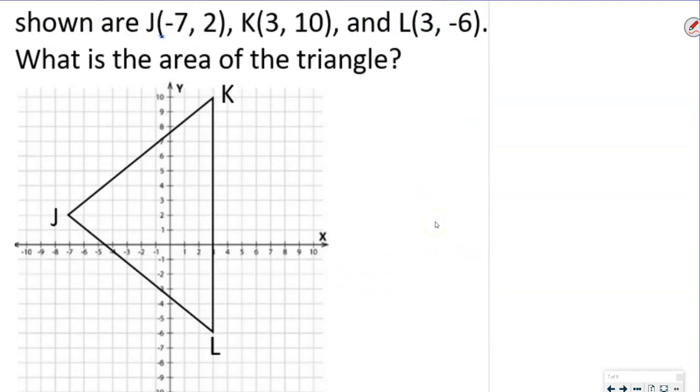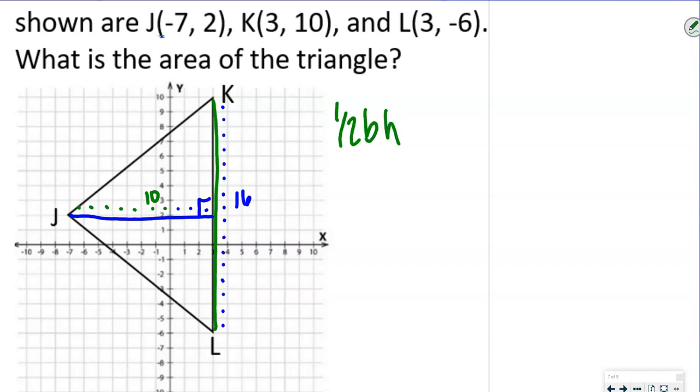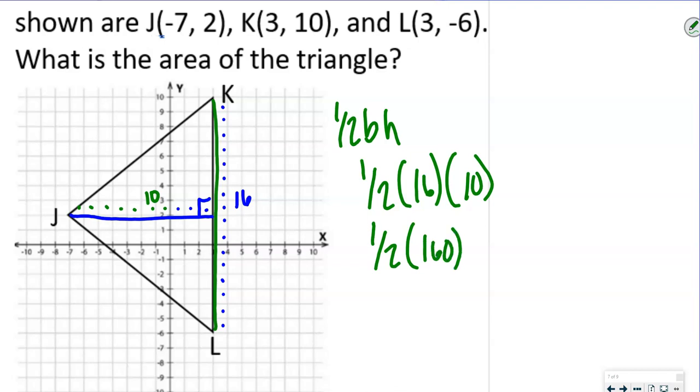All right, let's see if you guys can do this one, okay? All right, so once again, it looks to me like our base and our height. So we could call this our base this time, couldn't we? And we could draw our height from here. Okay? So 1, 2, 3, 4, 5, 6, 7, 8, 9, 10, 11, 12, 13, 14, 15, 16. That's 16. What is this one? 1, 2, 4, 5, 6, 7, 8, 9, 10. So this one's 10. So 16, again, 1/2 base times height. So that's 1/2 of 16 times 10. So that's 1/2 of 160, which would be 80.